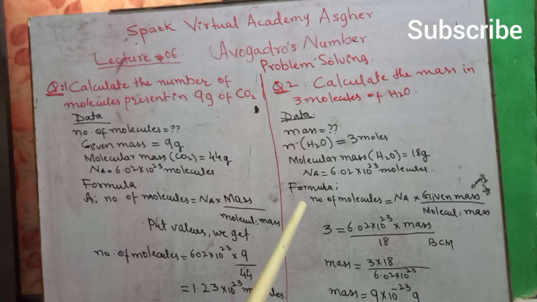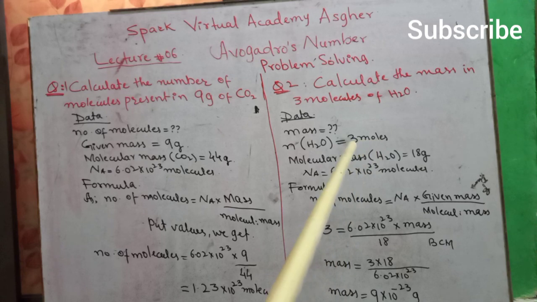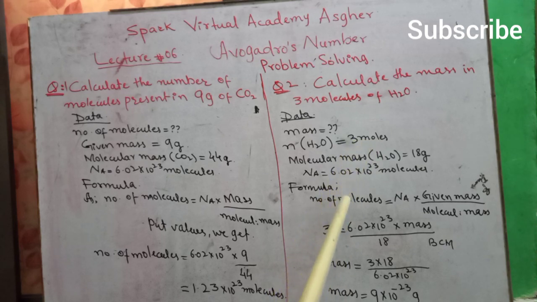We have to write down the formula. Now here we have to directly put the values which are given in the data. Number of molecules is given as 3. This is molecules, this is not mole. Okay, this is 3 molecules. So instead of number of molecules, we will put 3 here. Instead of Na, we put 6.02 into 10 to the power 23. And the mass is not given, so we will put the mass because we have to find it. And it is divided by the molecular mass, and the molecular mass is 18.